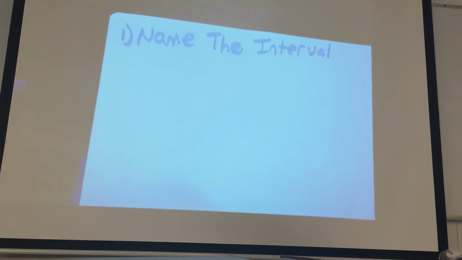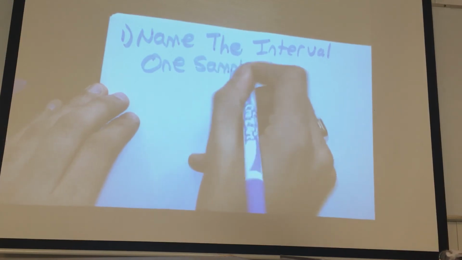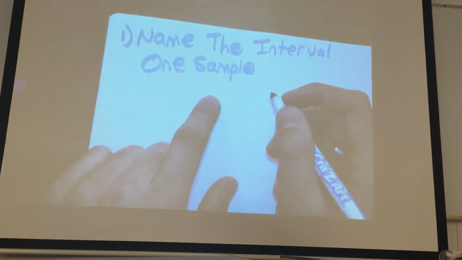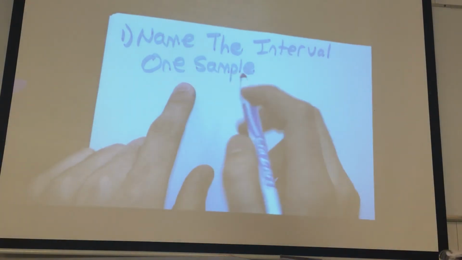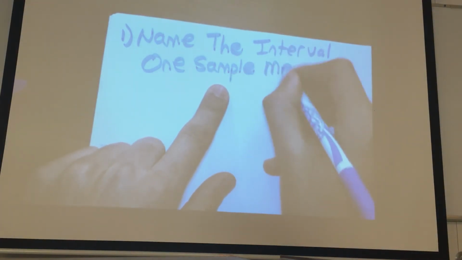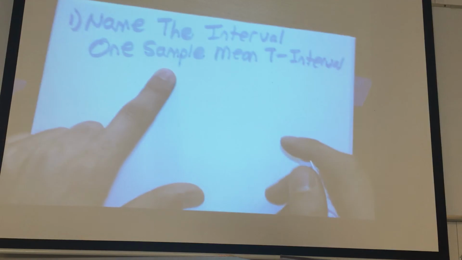And this is a 1 sample, because they only took the 32. Yeah, Shamar? What is this called again? The test for what? These are the steps to find a confidence interval. So it's a 1 sample mean t interval. Anytime you're talking about means, we're using t's.